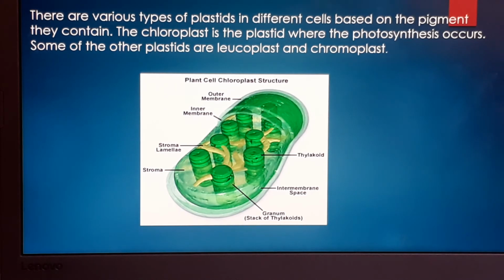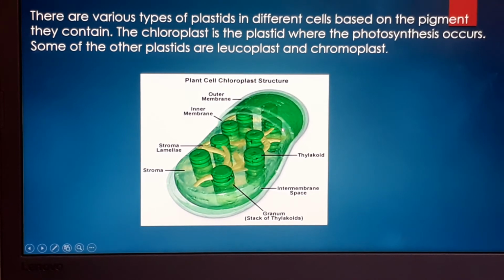Whereas other pigments are also present there, xanthophyll and carotenoids. These are the other pigments. Because of that, in flowers and fruits we get different colors, yellow color, red color. Different colors we get because of the chromoplast. This one, what is that? What plants use for photosynthesis uses the green pigment, that is chloroplast.